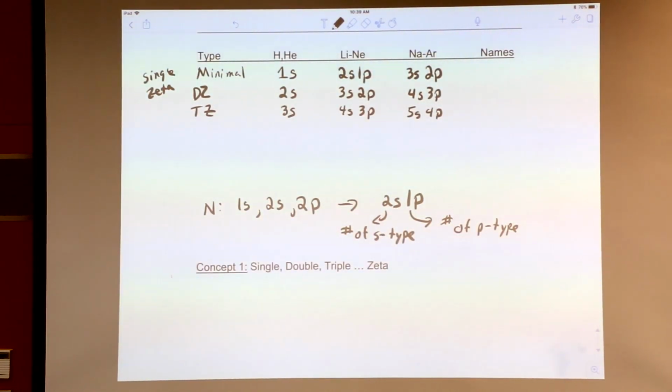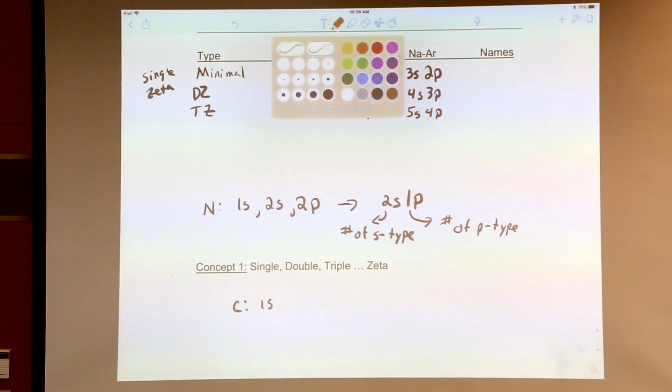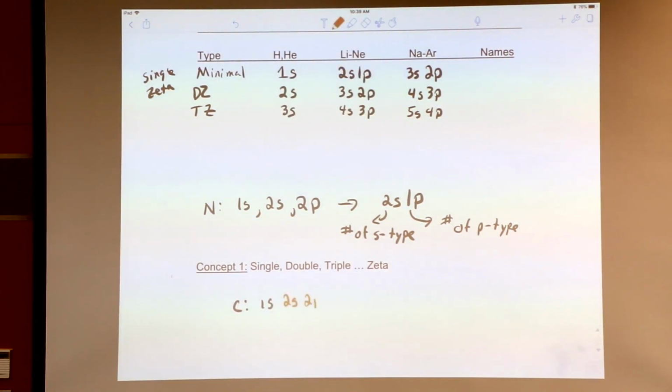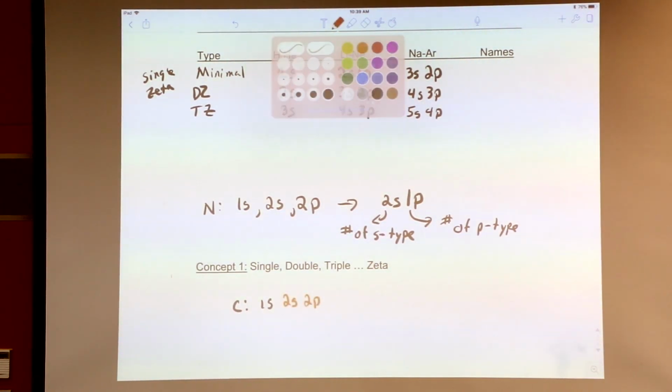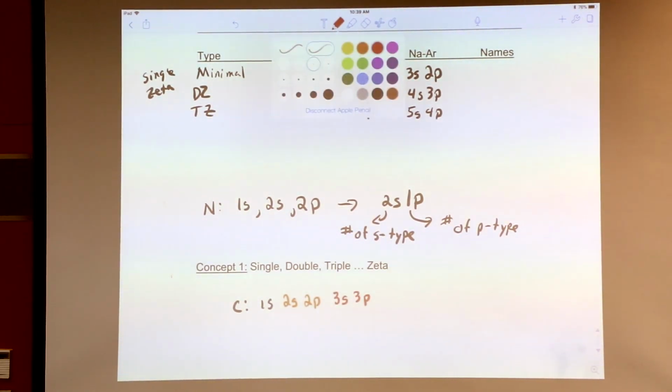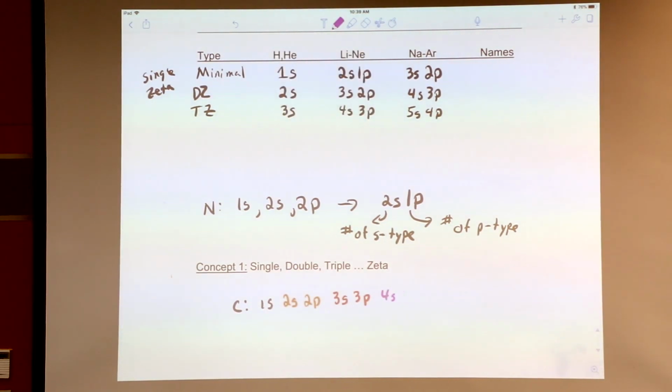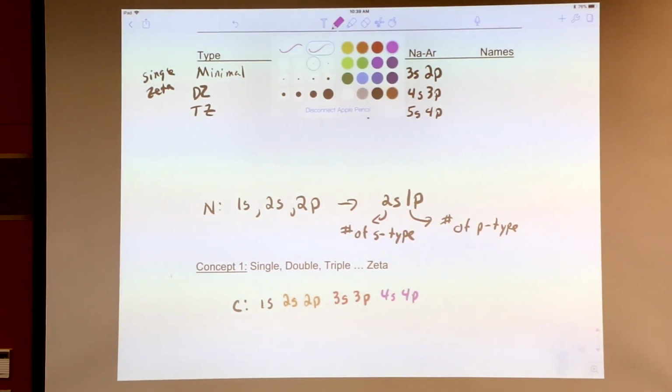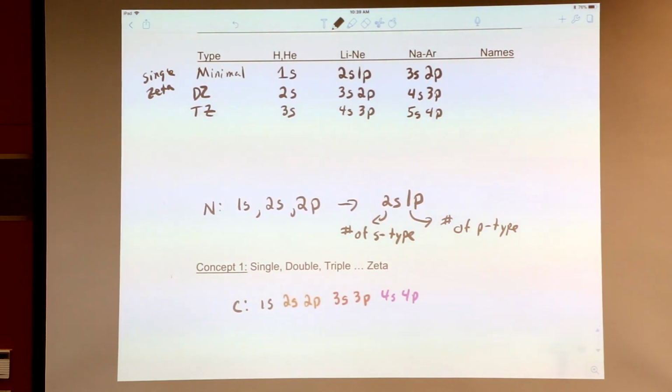And so again, the idea here is that, for carbon, we might have 1s, that's the core, and then we'd have 2s and 2p as the first valence, and then 3p, and these would respectively be the single zeta, and then you include the next shell, and it becomes, single zeta would be all of this, sorry.